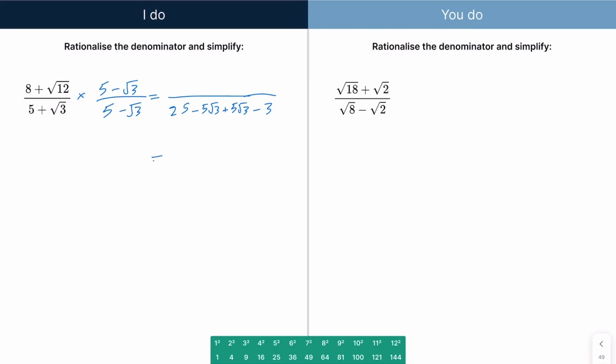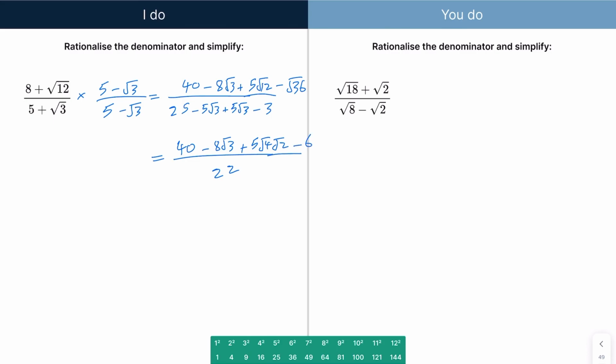So this is similar to the last example actually, so that'll leave us with a 22 at the bottom, and at the top we'll have 8 times 5, which is 40, minus 8 root 3, plus 5 root 12, minus root 3 root 12. And actually I will multiply these two together here because I've just realized that becomes 36, and that'll just become 6, so that's nice and easy for us to do. So that's 40 minus 8 root 3, and then we have 5 root 12, and I know 12 can be broken down into 4 root 3, and then minus 6.